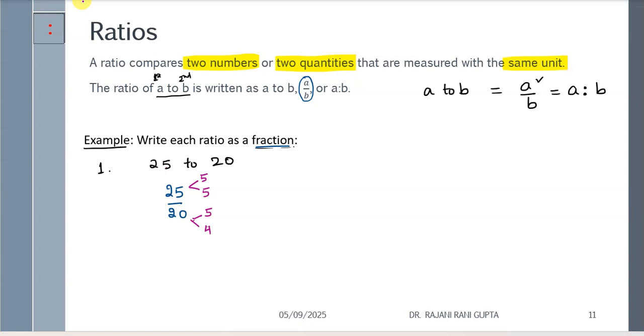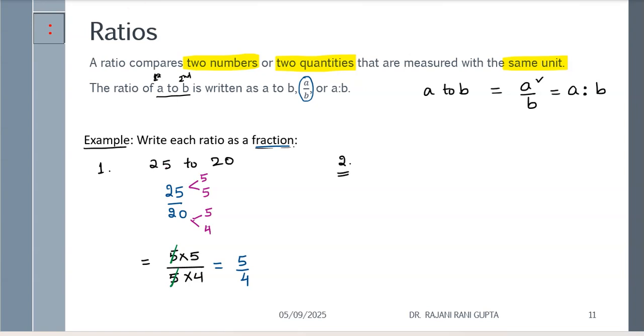Why I'm saying 5? Because we see that both the numbers have 5, so we have to cancel. So we have to check if there is any possibility. So we can write 25 as 5 times 5 and 20 as 5 times 4, cancelling the same number from numerator and denominator. So this gives you 5 over 4. So this is the fraction of 25 to 20.